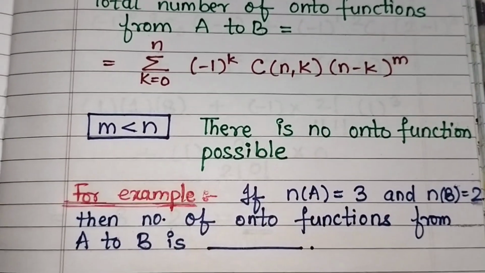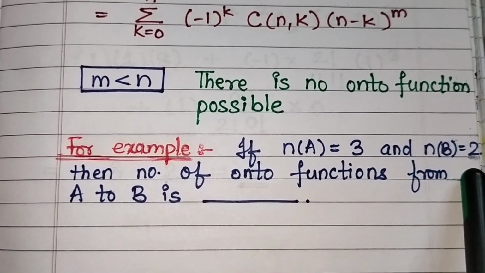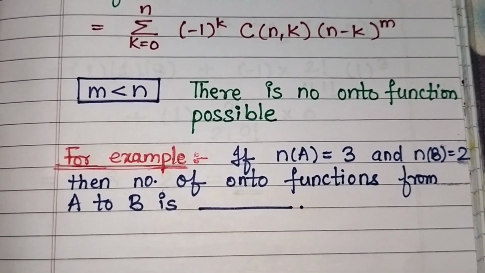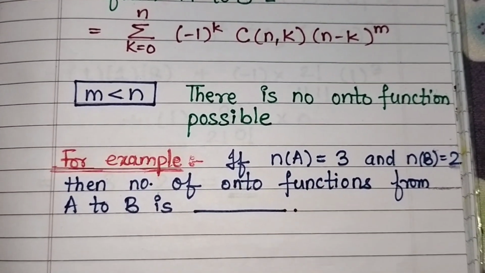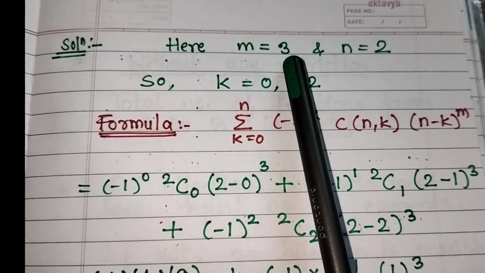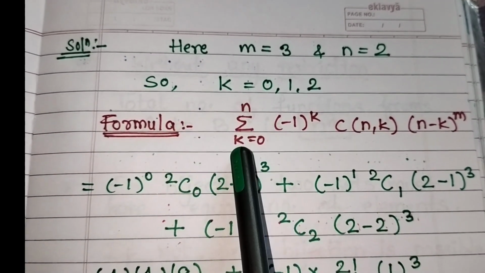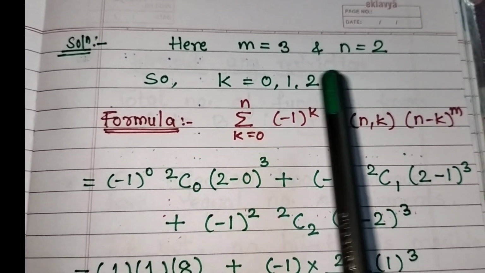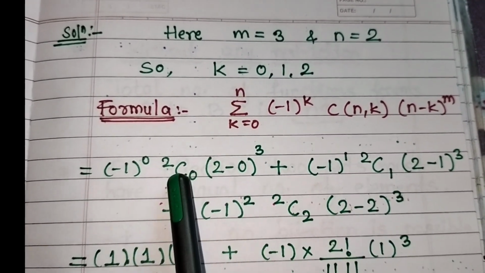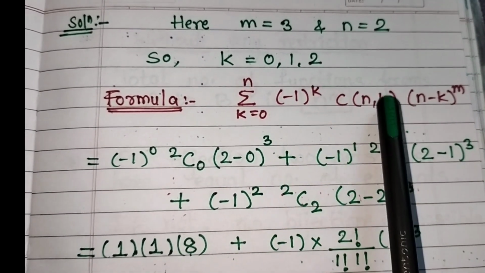Now let's understand this by one example. If you have number of elements in a set A is 3 and number of elements in the set B is 2, then number of onto functions from A to B, let's see the solution of this. As you can see here, m, the first set, is having 3 elements and the second set is having 2 elements. So you count k from 0 to n. Now here n is 2, so 0, 1, 2. Okay, so in summation we will get 3 terms. One is for 0, one is for 1, and the last one is for 2. So we will put the value of k and n in this formula.